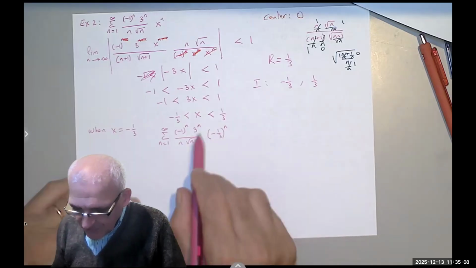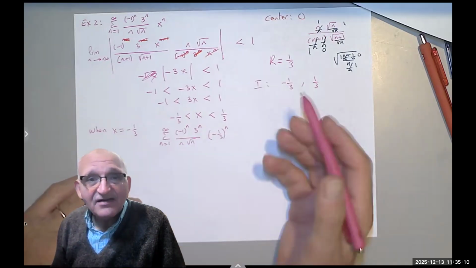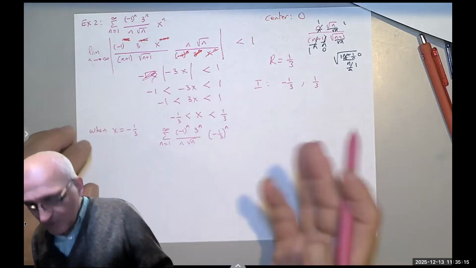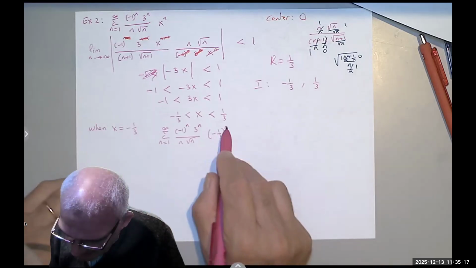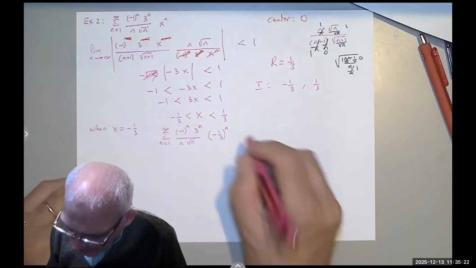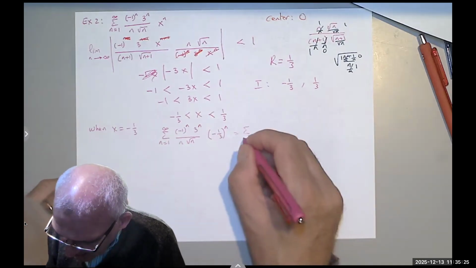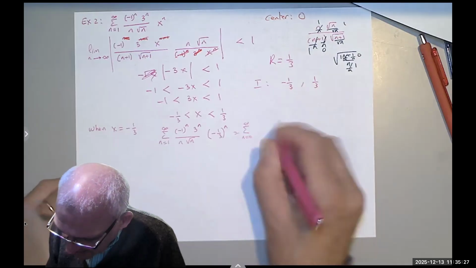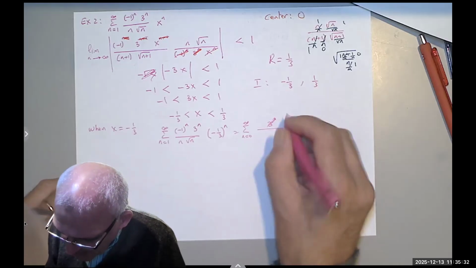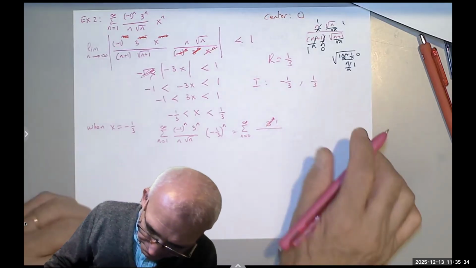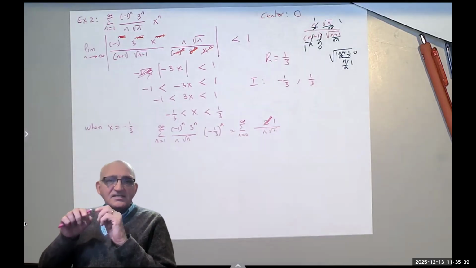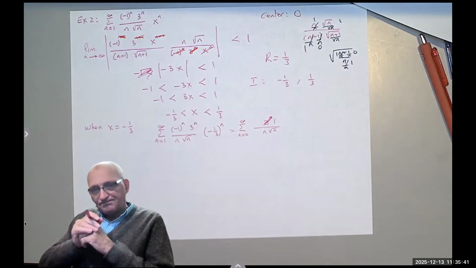Negative 1/3 to the n times 3 to the n is negative 1 to the n, right? The 3 and the negative 1/3, when you multiply them, you get negative 1. But negative 1 to the n times negative 1 to the n is 1. So I will get the summation n going from 1 to infinity of 1 to the n, which is 1, over n root n. Does it converge or diverge?